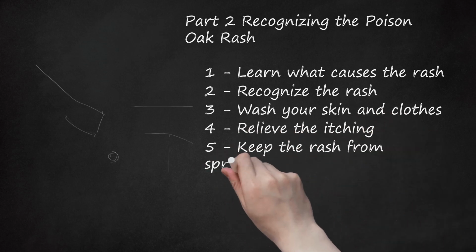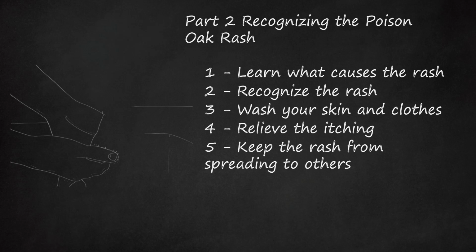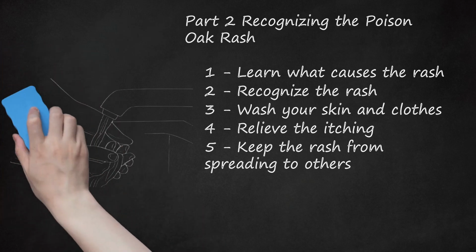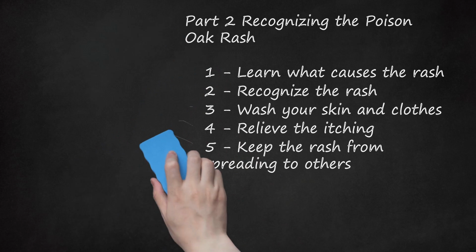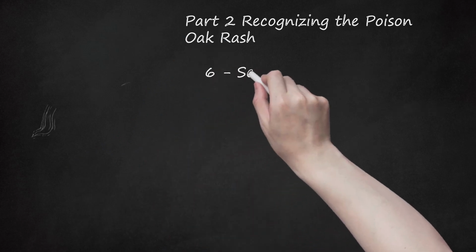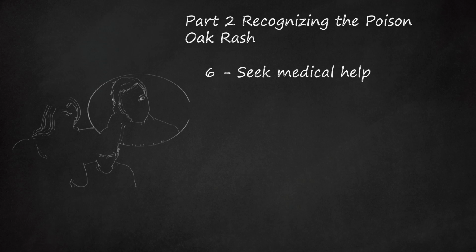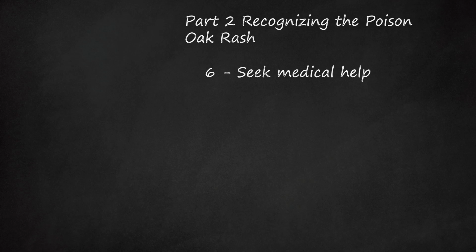5. Keep the rash from spreading to others. Be aware that Urushiol can be easily passed to another person, animal, or object. Make sure anything or anybody that may have come into contact with poison oak is carefully washed with soap and water. Most rashes will heal in 5 to 12 days, but the rash can last as long as a month or more. 6. Seek medical help. Call emergency services if the reaction to the poison oak is severe. You should also call if you or the infected person has trouble swallowing, breathing, or has severe swelling at the site of contact or anywhere on the body.